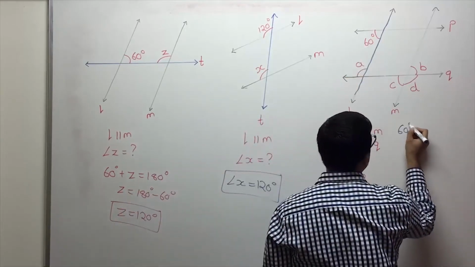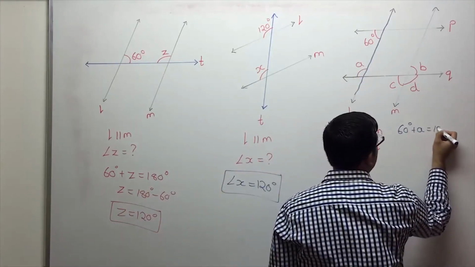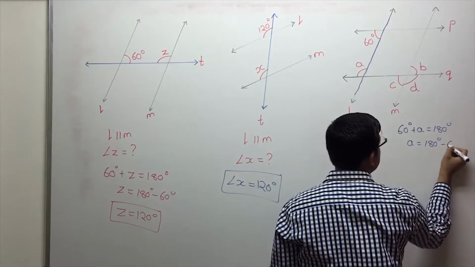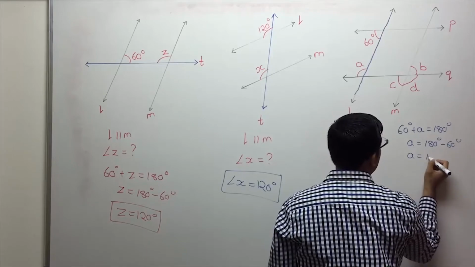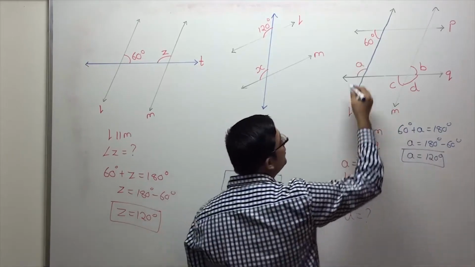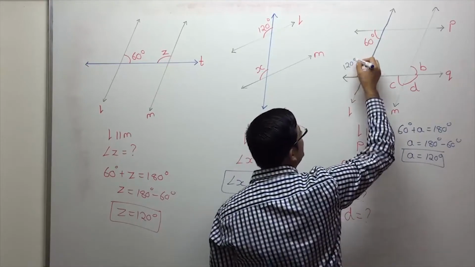So 60 degrees plus A is 180. So what is A? 180 minus 60. That is, A is equal to 120 degrees. So we have got the value of A. A is what? 120 degrees, right?